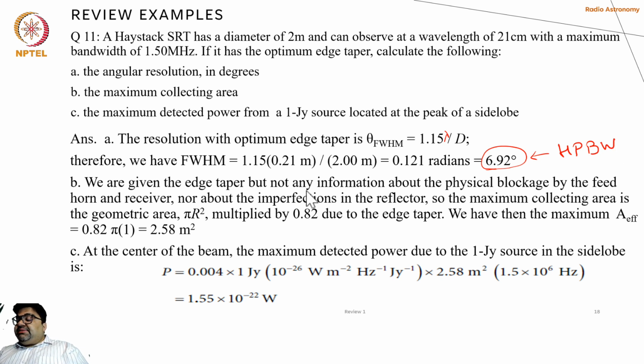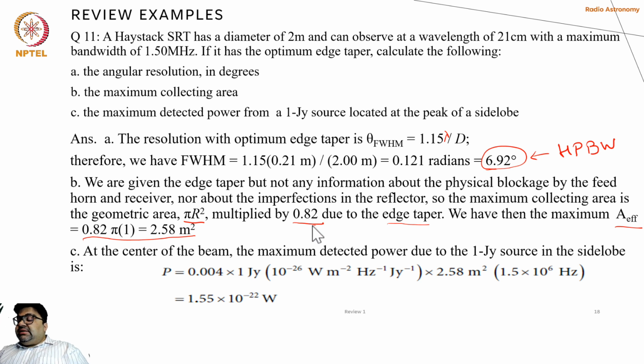We are given the edge taper, but not any information about the physical blockage by the feed horn or receiver, nor about the imperfection in the reflector. So the maximum collecting area is the geometric area pi r square multiplied by 0.82 due to the edge taper. That's due to the edge taper. We have then the maximum effective area is 0.82 times pi times 1, because the diameter is 2 meters, so our radius is 1 meter.